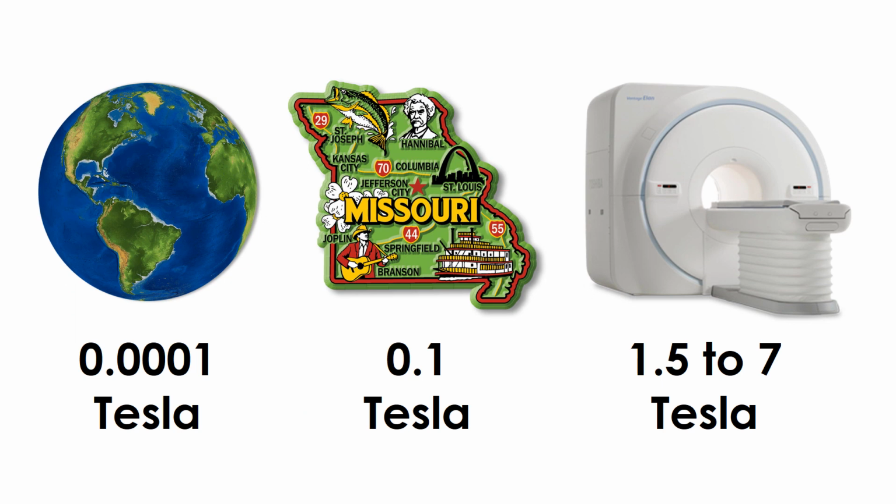So here's a perspective on these units and the strength of a magnet. The Earth has a magnetic field with a strength of just 0.0001 Tesla. So Earth is a magnet, but the magnetic strength is very low, relatively speaking. A common refrigerator magnet, as we see in the center example, has a magnetic strength of about 0.1 Tesla. And the magnetic strength of an MRI machine can be significantly higher, in the range of 1.5 to 7 Tesla.